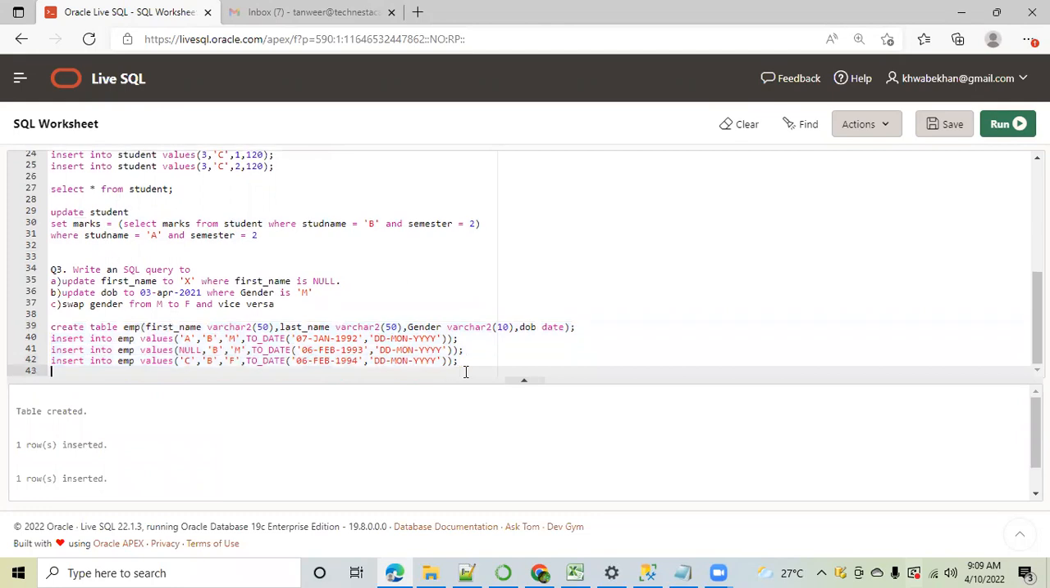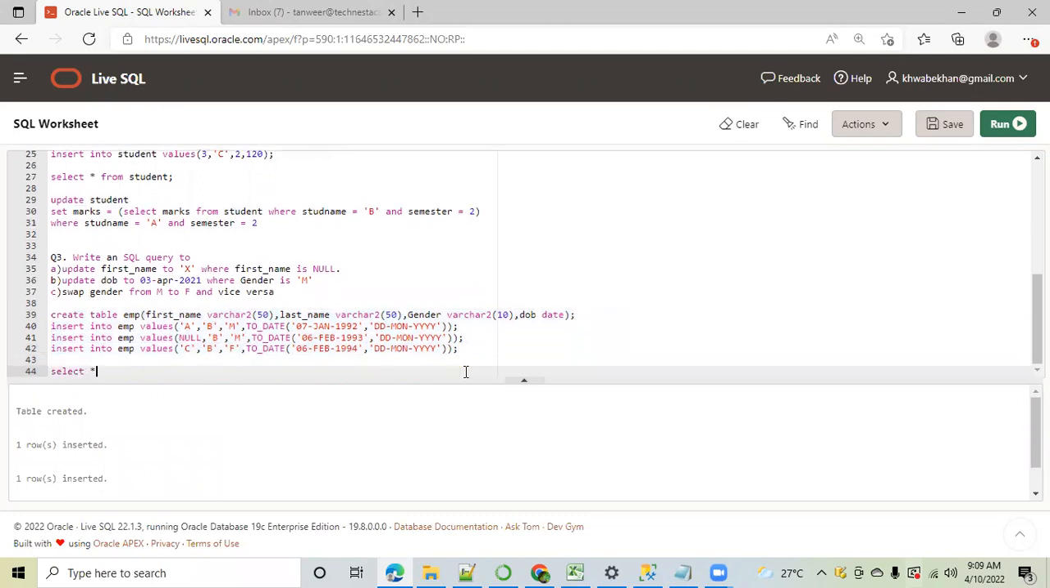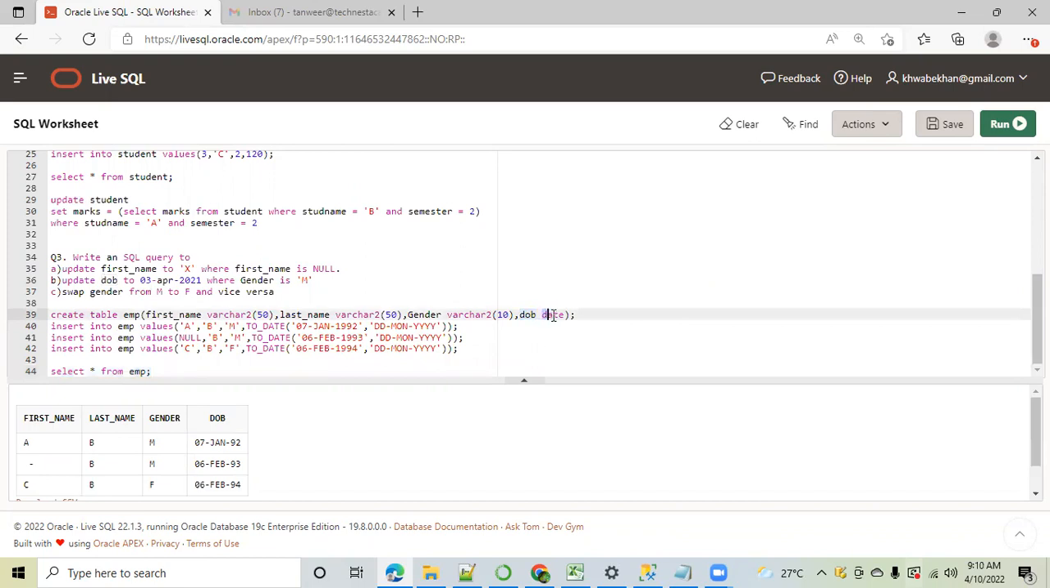This is the employee table. Start from employee. This is the data: first name, last name, gender. This is date of birth. How I have inserted date of birth: you have to use the date data type. Whenever you want date of birth, you have to use the date data type. Now this is the format in which you have to pass the value. To_date, you have to use 7th January 1992.